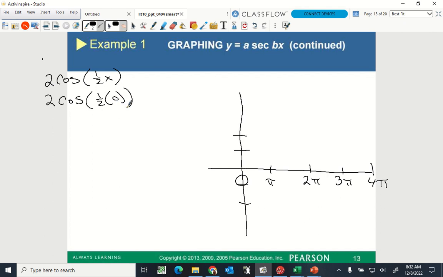Now, if you got your unit circle out, hopefully this will be helpful. So 1/2 times 0 is 0. What is cosine at 0? It's 1. Okay, because cosine is all the way to the right, isn't it? So it's going to be 1 times 2. 2.